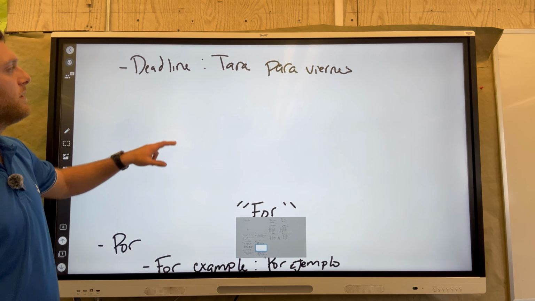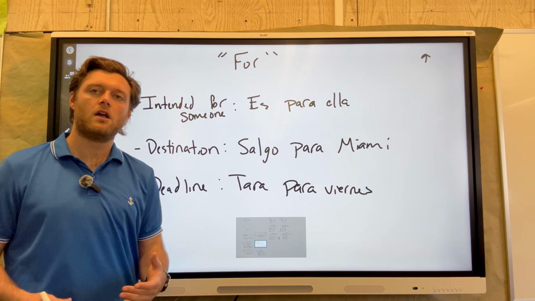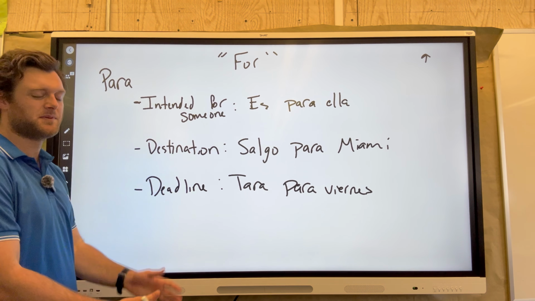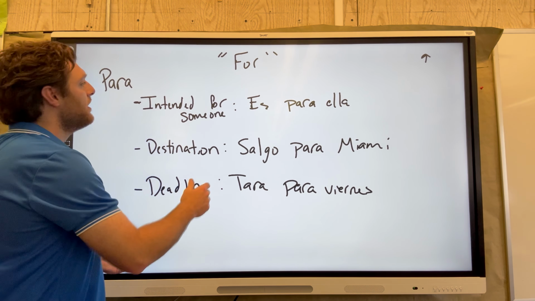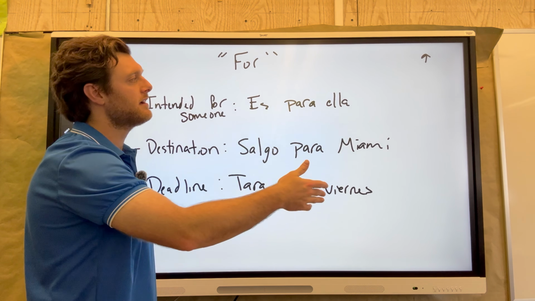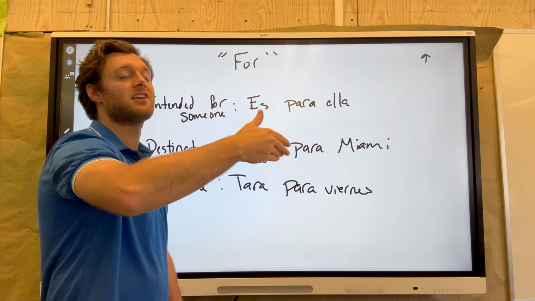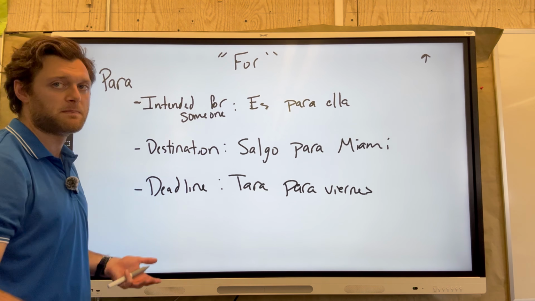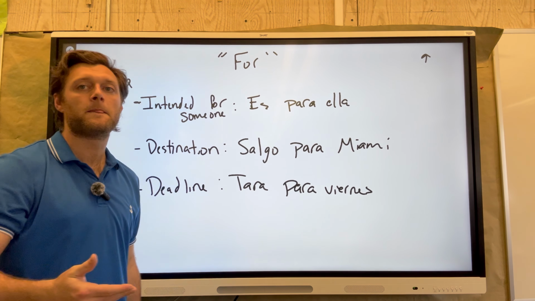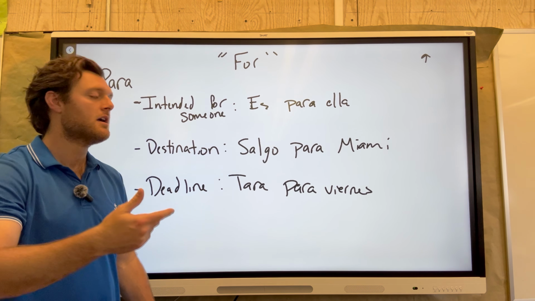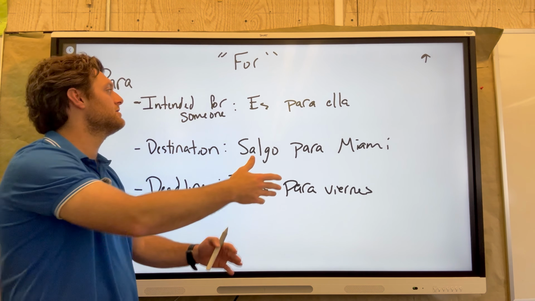All right? And then here we have our fors for para. And this is, again, when we think of for, like how we generally use it in English, those other ones are kind of specific examples. The main reason why we use for aligns better with para. So intended for something, es para ella. When I am giving someone something, it's for her. It's intended for them. I'll use para instead of por. Destination, so yo salgo para Miami is I'm leaving for Miami. For a destination is going to be para.